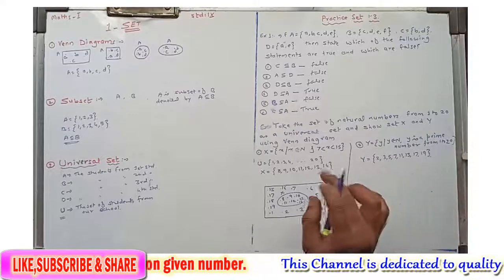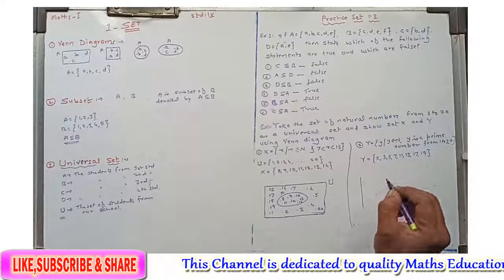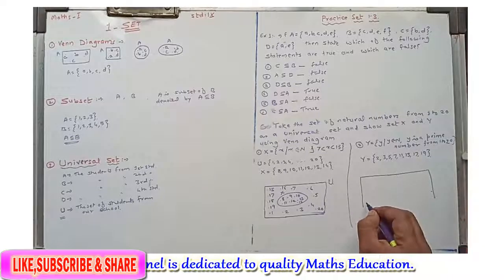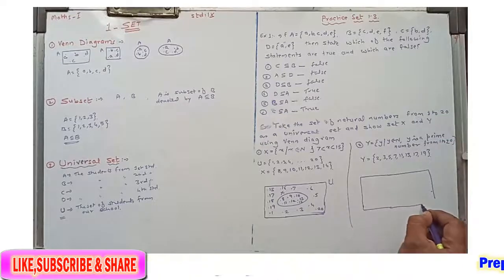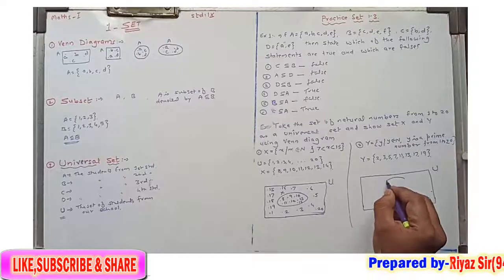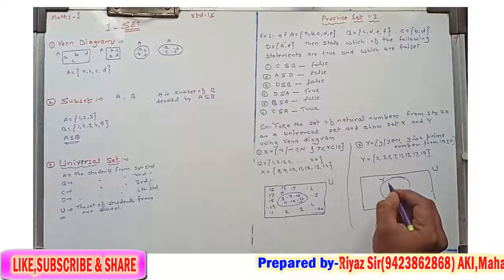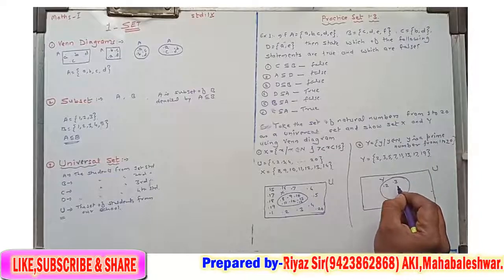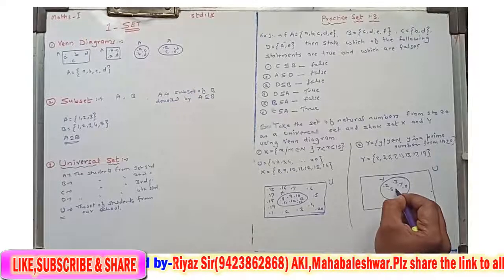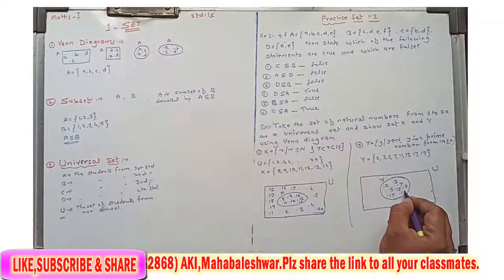Okay, now the same universal set we have to consider as 1 to 20. So this is our universal set. We represent that universal set by a rectangle always. Okay, so this is the universal set U. Now represent this set Y. This is our set Y containing elements 2, 3, 5, then 7, 11, 13, 17 and 19.